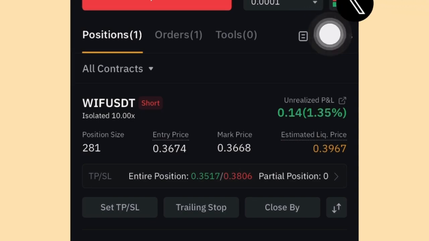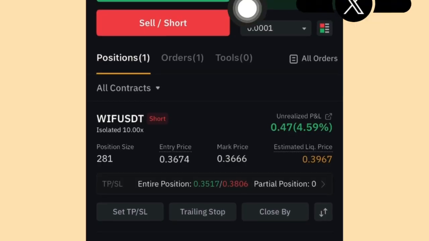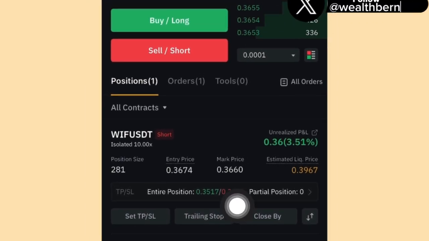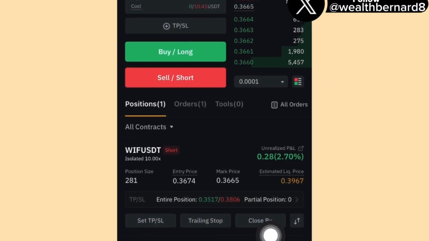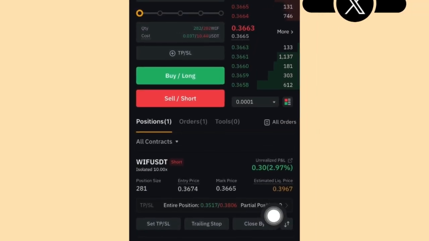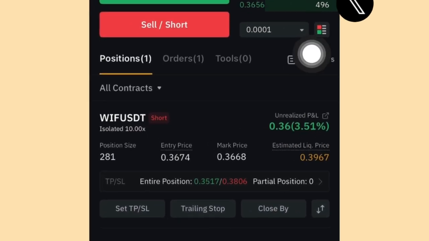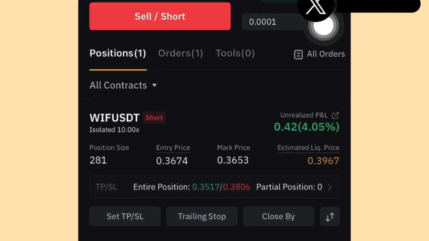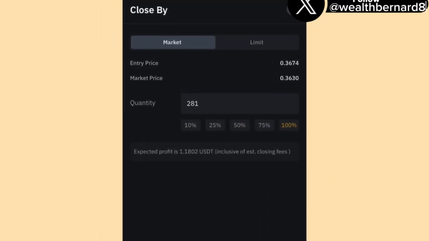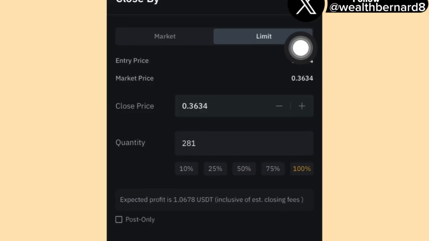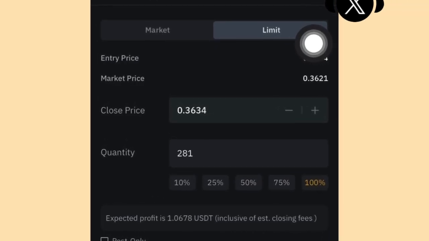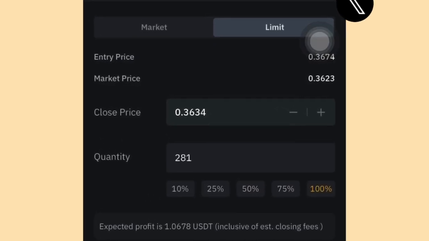So if you also want to set your profit after you've already placed the trade I showed you, just come by set TP, stop loss. There's something we call taking profit 1, taking profit 2, taking profit 3. To get that done, you come by close by, go to limit, and say if this trade gets to a certain amount, it should take profit 1 for you. If it goes to another amount, it should take profit 2 for you, so that way you won't be losing a lot of money.